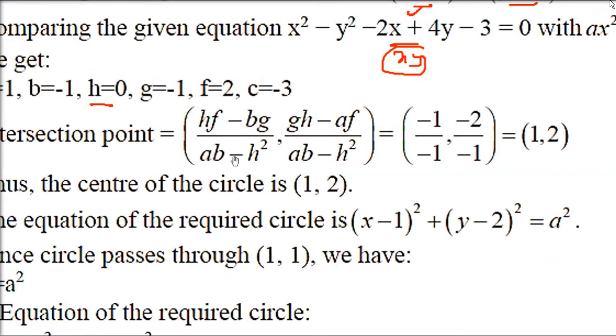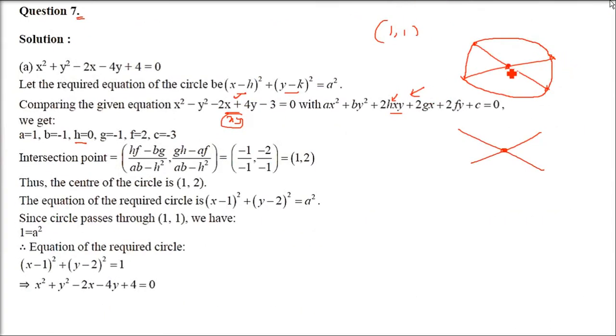So what is the intersection point? The intersection point of this pair of lines is (hf minus bg) by (ab minus h square) and (gh minus af) by (ab minus h square). Just put in the values we found. The center will be 1, 2. Now put h and k in the initial equation: x minus 1 whole square plus y minus 2 whole square equals a square. You have the center, and a square.